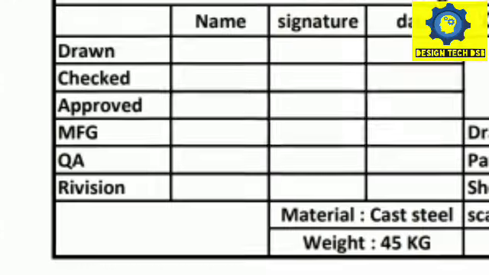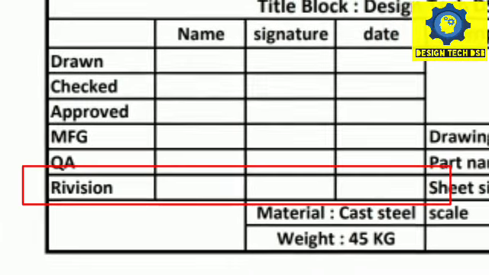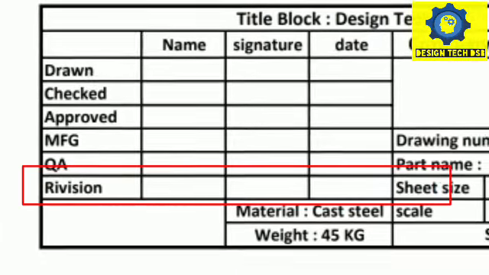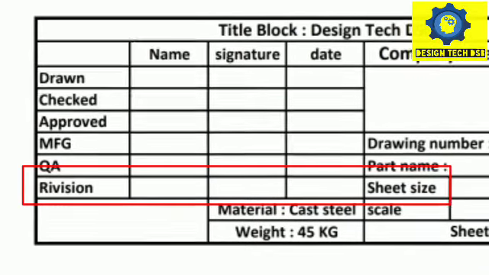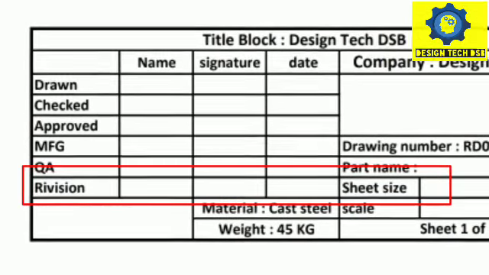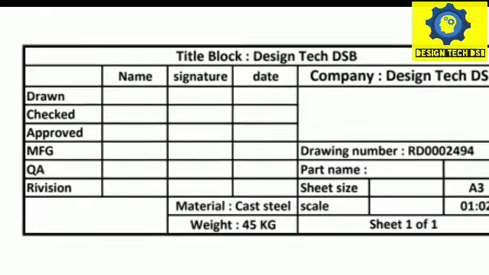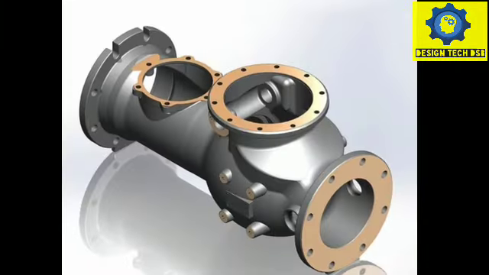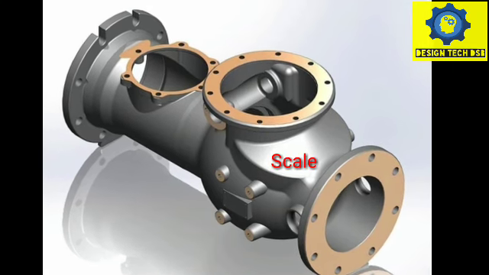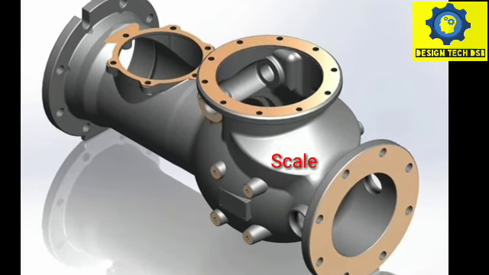So in the revision block, the same model will be altered with some dimensions or some notes, like some tolerance and allowances, so they are mentioned here in a revision block. Then scale, we will be looking at this in the title block. Then you might be thinking why they have mentioned scale, because scale is very important in a sheet.